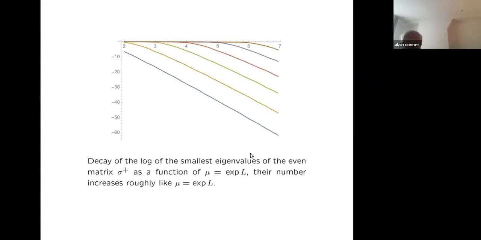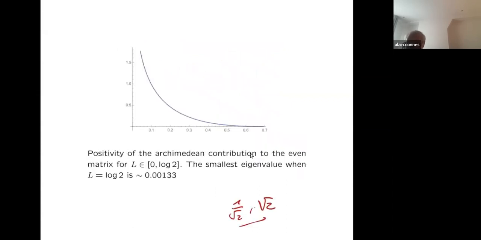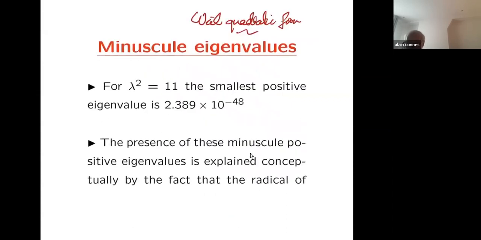But the most striking information that we got is that when you compute these eigenvalues of the Weil quadratic form, they are incredibly small when you increase beyond the interval coming from the Archimedean place. What we found with Katia is that, for instance, when you take lambda square, the mu of before, equal to 11, the smallest positive eigenvalue is something like 10 to the minus 48. It means that it will be extremely difficult with the computer to prove positivity when you go there.